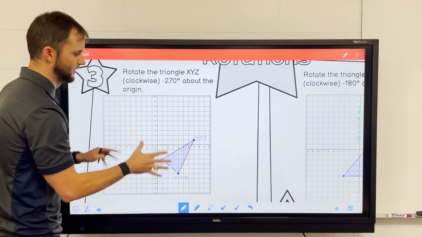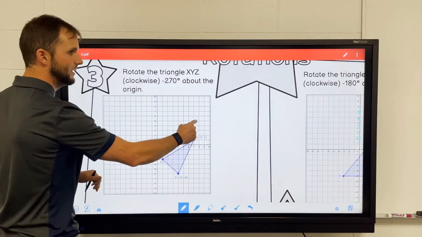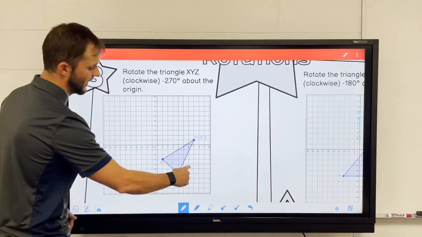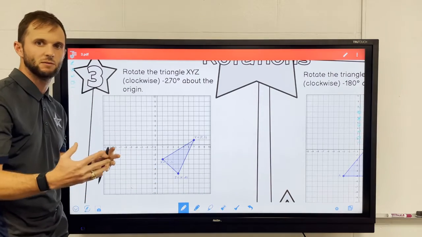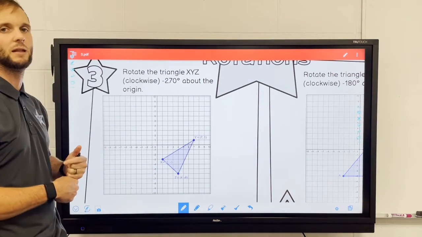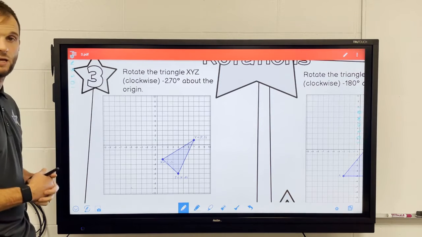But let's think about this. If I rotate this thing this way one time, it's a 90-degree rotation. So you've got to think, a negative 270 rotation and a 90-degree rotation are kind of the same thing, okay? But we're going to end up looking at a negative 270 here. So let's go ahead and do coordinate x here.